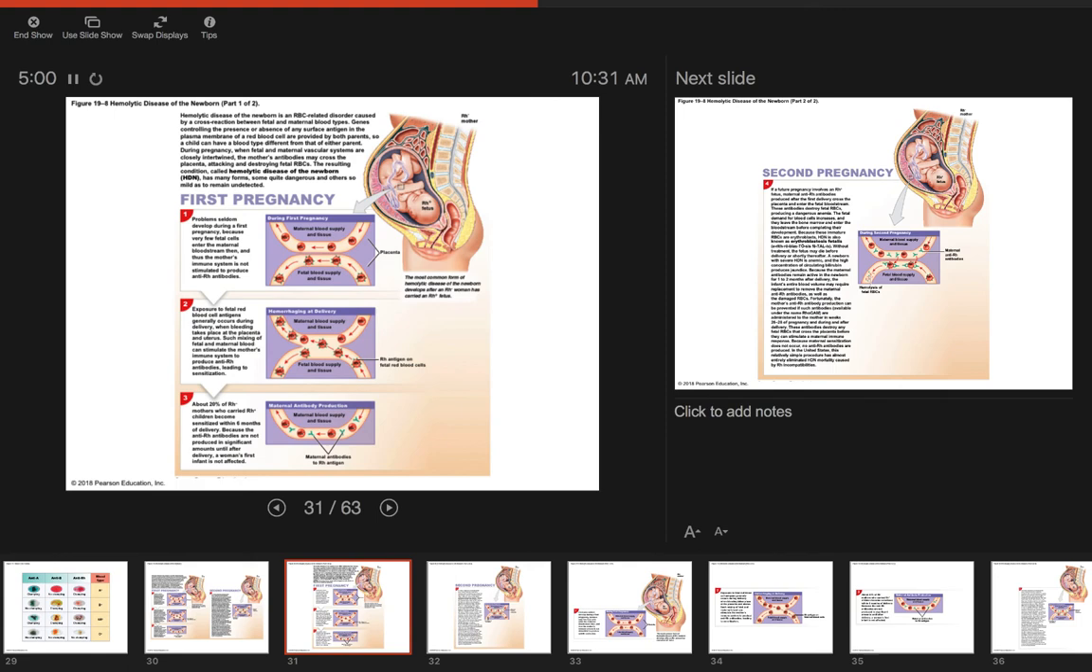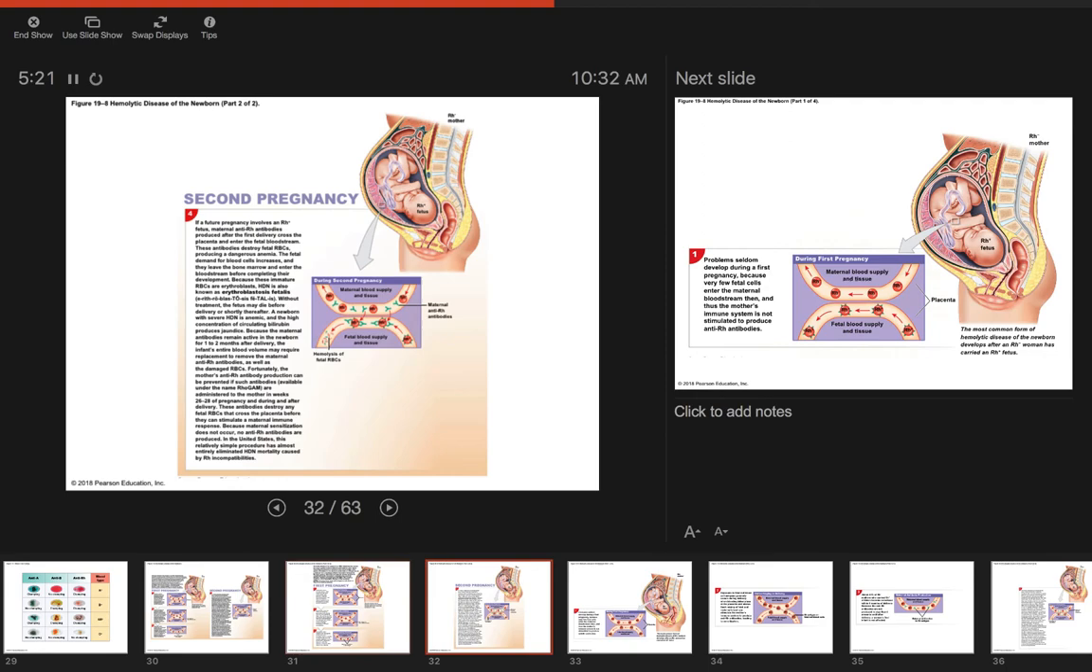Okay, now we don't know what the baby's blood type is, right? You don't know. So any woman that is Rh negative is going to be given that shot to prevent the production of those antibodies, because we don't know what the blood type of the baby is without doing extensive tests. Okay, so that's the hemolytic disease of the newborn.